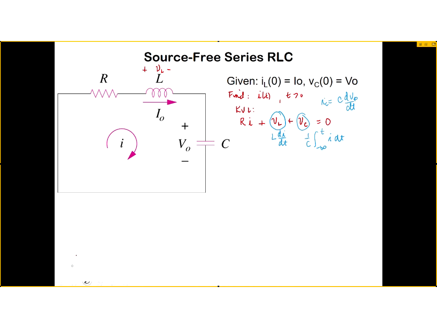So if I do that, let's oblige and do that. My KVL now is R I plus L dI/dt plus 1 over C integral from minus infinity to t of I dt equals 0. So what have we achieved here? Well, instead of having 3 variables in our equation, we had 3 variables initially, right? I, VL, and VC. We only have 1 variable, right? That's an achievement, right? One variable, one equation. Isn't that nice?